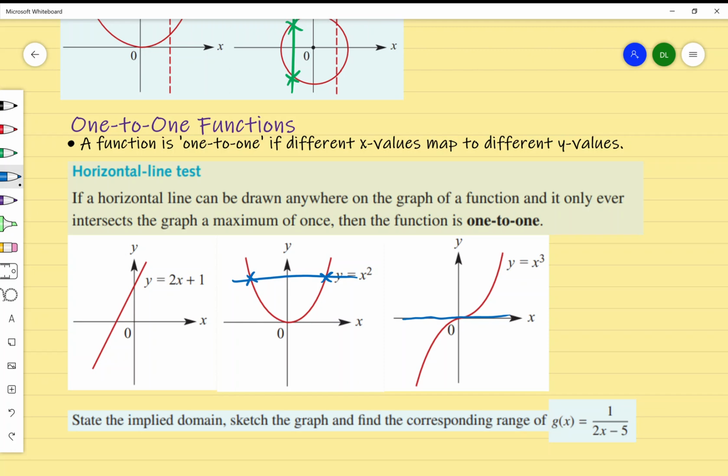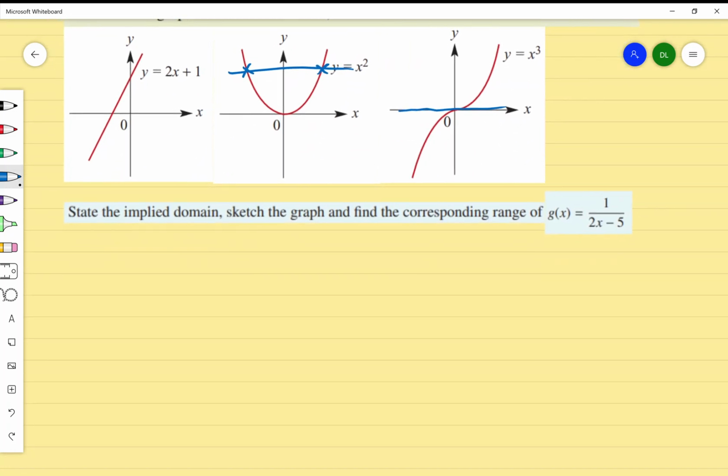It means it flattens out at a certain point and comes back up, which means there's still only one intersect. Now, ultimately, all this culminates to trying to draw a graph, understand the idea of those graphs and where there are certain restricted domains. Hopefully, remember the implied domain concept from before. So we have to state the implied domain or the maximal domain, sketch the graph, and find the corresponding range of this function.